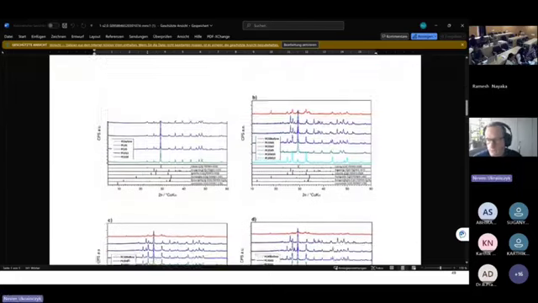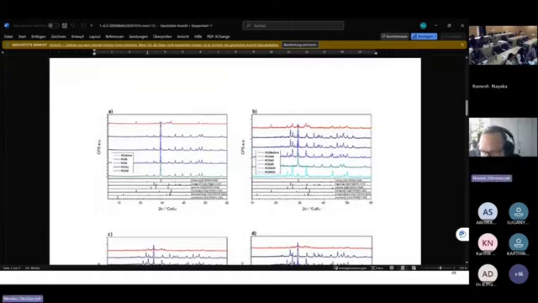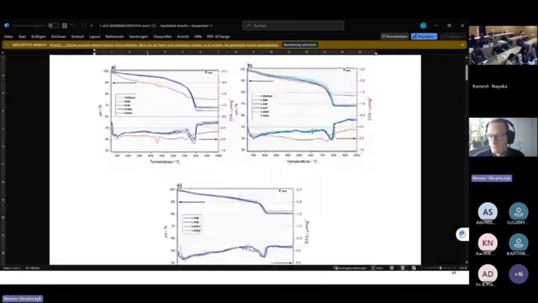We also saw some aragonite, vaterite, and calcite, so different polymorphs. Different depths actually show different polymorphs of calcium carbonate: calcite, aragonite, and vaterite. I think on the surface there were more metastable vaterite and aragonite, and on the inside more calcite, if I remember correctly.